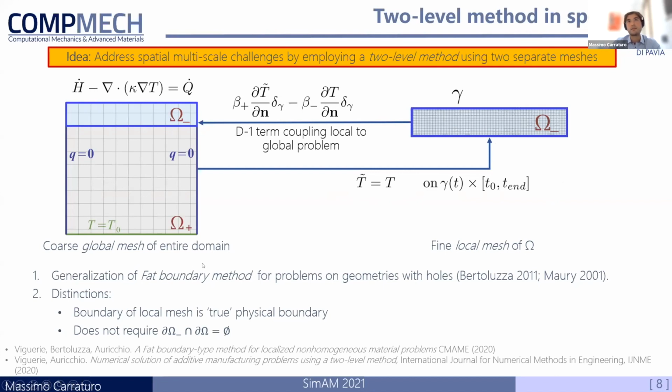In this sense, this method can be seen as a generalization of the FAP boundary method, first proposed by Mauri in 2001 and further developed by Bertoluzza in 2011, with two important distinctions: the boundaries of the two-level method are true physical boundaries for the problem, and we do not require that the boundary of the local domain not intersect the boundary of the global domain. In any case, for further detail on the mathematical implementation of this framework, I refer to two recent articles published by my colleague Alex Viguerie last year.